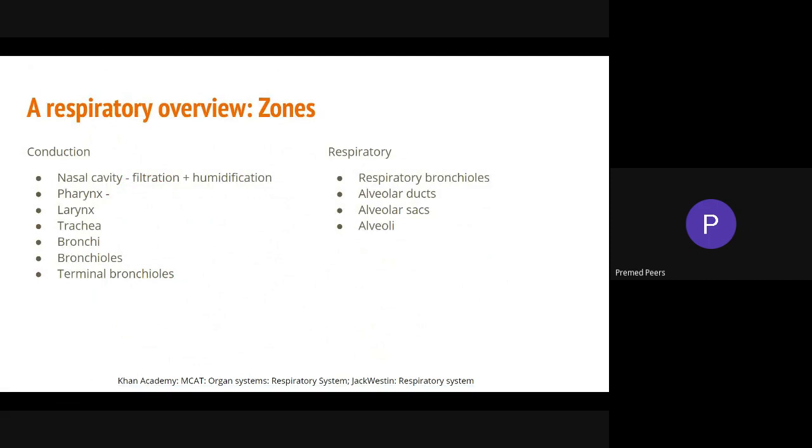Okay, now we're going to look at the zones a bit closer. So, in the conduction zone, we have the nasal cavity, the pharynx, the larynx, the trachea, the bronchi, the bronchioles, and the terminal bronchioles. The nasal cavity, with its hair and mucus, filters the incoming air and humidifies it. The pharynx, larynx, and trachea act as passageways. Note that the trachea also has cilia for helping get rid of unwanted foreign particulates, and the larynx is home to the voice box.